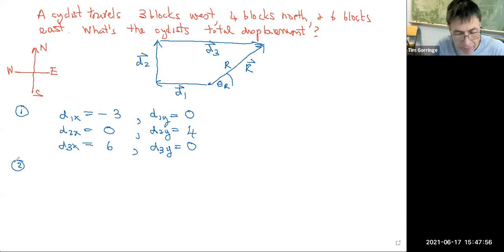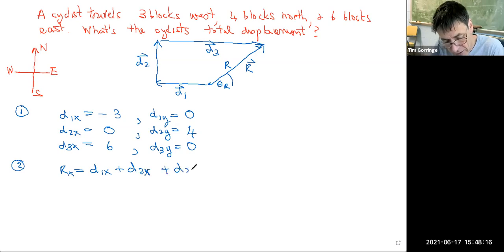We've now got the 3 vectors in x and y component language. Stage 2, we're going to add them up to get the x and y components of the resulting vector. So the resulting vector's x component, I'll call it r subscript x, is the sum of the 3 x components. So that's the sum of d1x, d2x, and d3x. And likewise, the resulting y component, that's the sum of the 3 y components, so it's d1y plus d2y plus d3y.